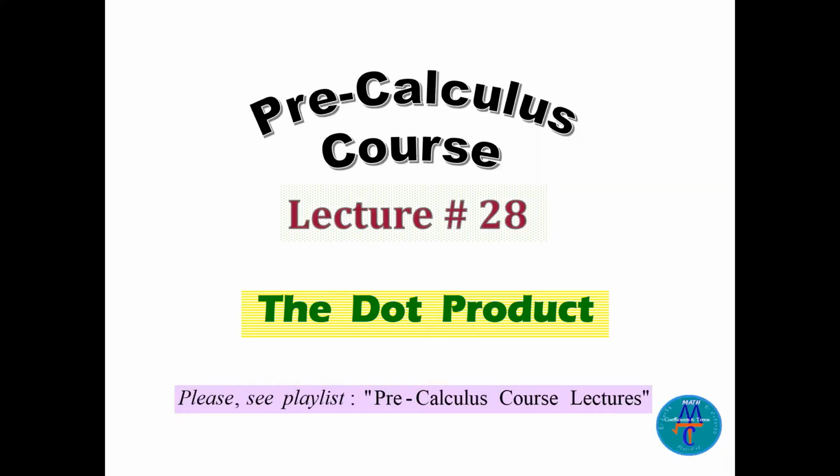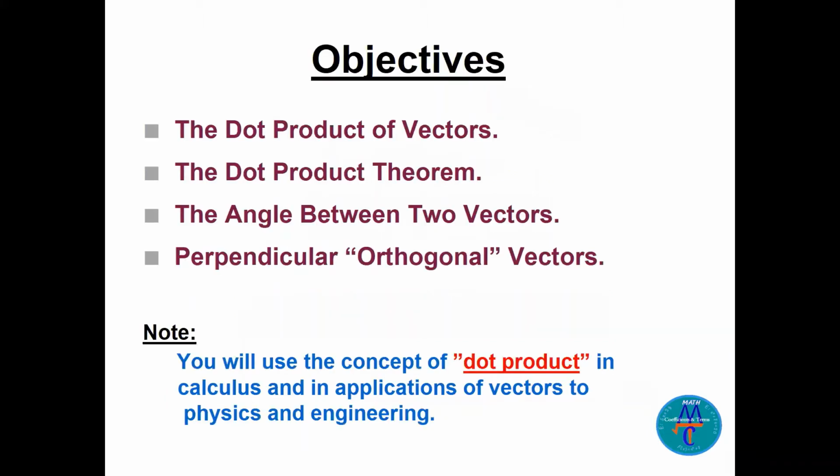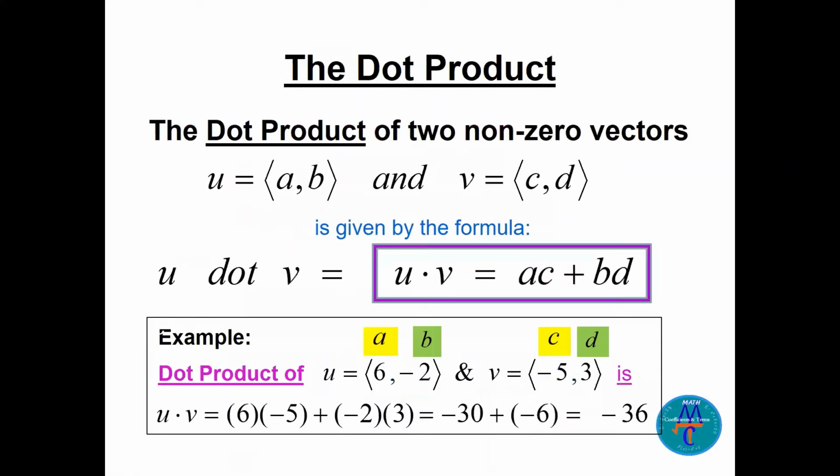Good morning, my friends. This is lecture number 28 of the pre-calculus course, the dot product of two-dimensional vectors. The objectives here in this lecture will be the dot product of vectors, the dot product theorem, the angle between two vectors, and the meaning of perpendicular or orthogonal vectors. Vectors are very important in the application of physics and engineering.